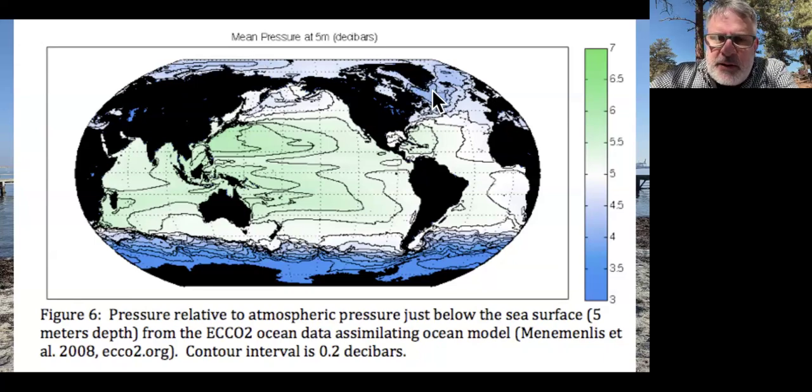So basically, these patterns of pressure that we've been talking about, which are just as simple as where the Ekman transport converges and diverges, are really setting up the whole flow pattern for all of the major currents, at least at the surface of the ocean all around the world.